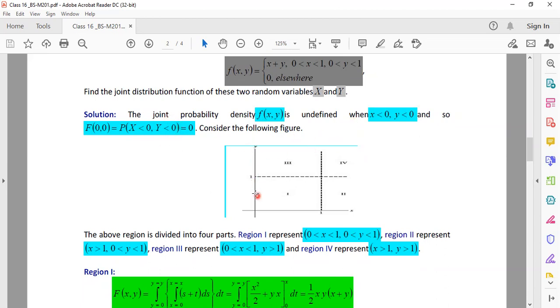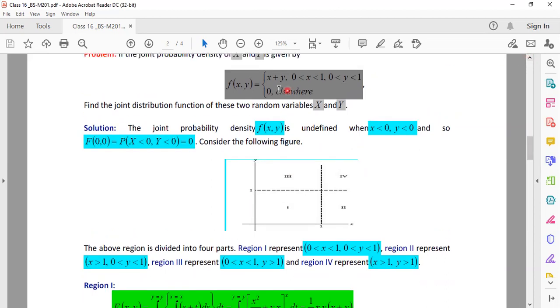Now, if you look at the joint probability function once again, when I write that the joint probability function is zero elsewhere, as I told you in the previous problem, that happens when x is less than 0 and y is less than 0, or x is greater than 1 and y is greater than 1. There f(x,y) takes the value 0. The same thing is happening here: x and y both take values less than 0, and in that case the joint probability function is 0. So here I am getting F(0,0) as 0, which is quite simple.